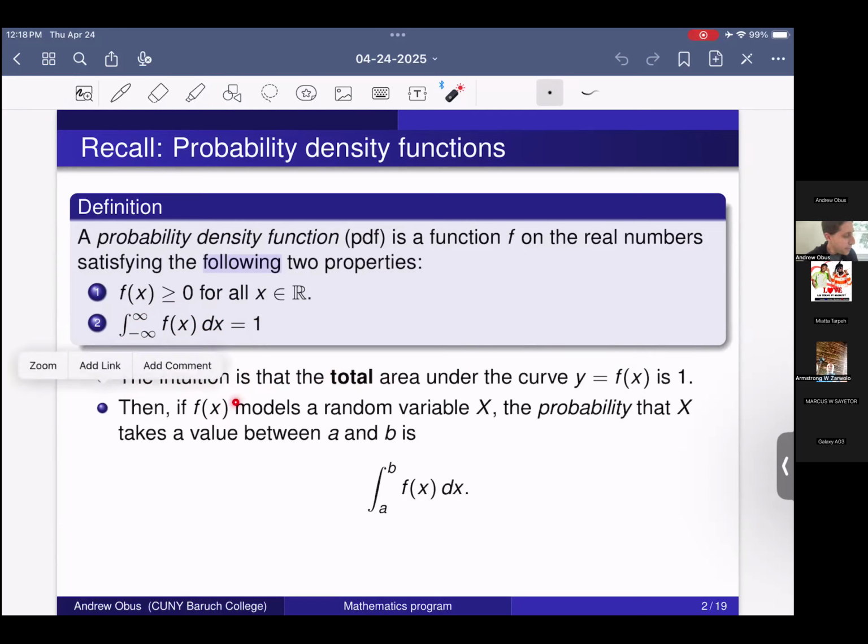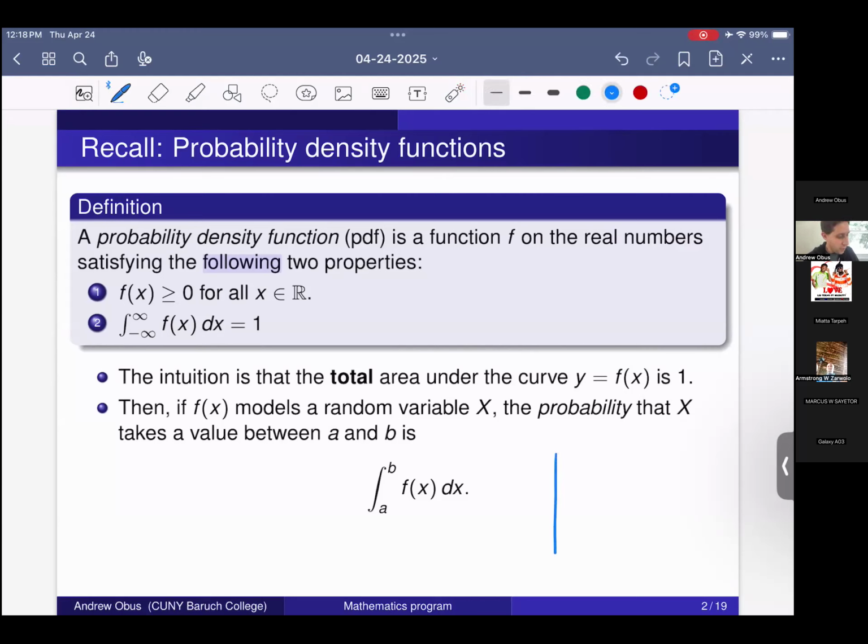And f of x is supposed to model some event that can take a range of values, like a temperature or a height or something like that. If it models a random variable, then the probability that that variable takes a value between a and b is supposed to be the area under the curve f of x between a and b.